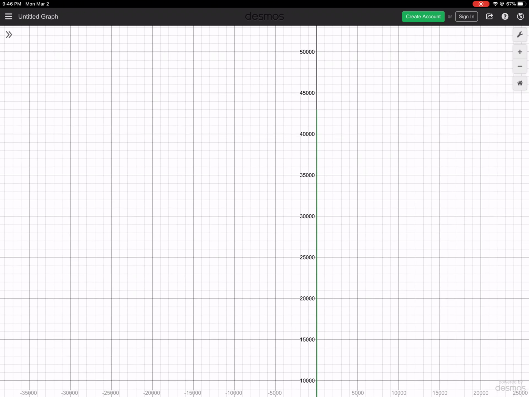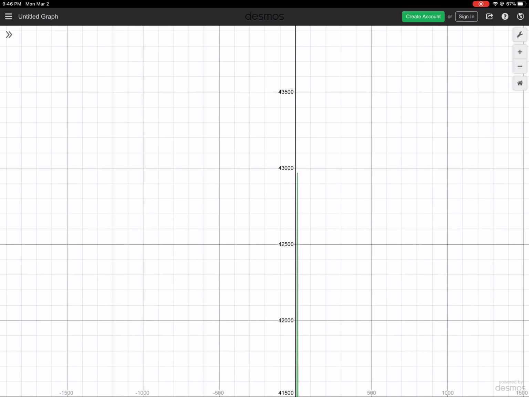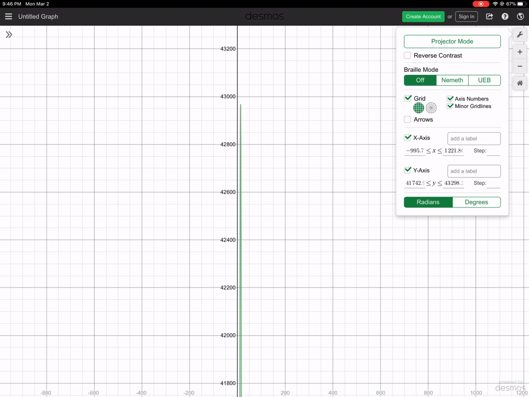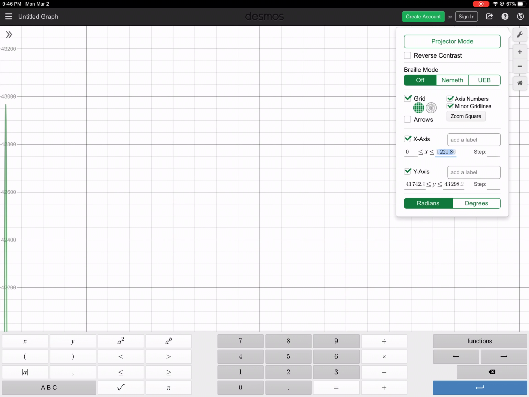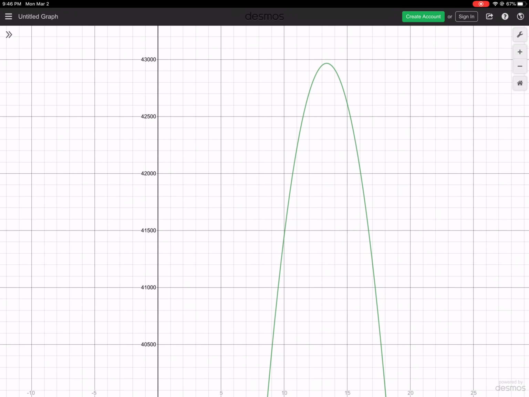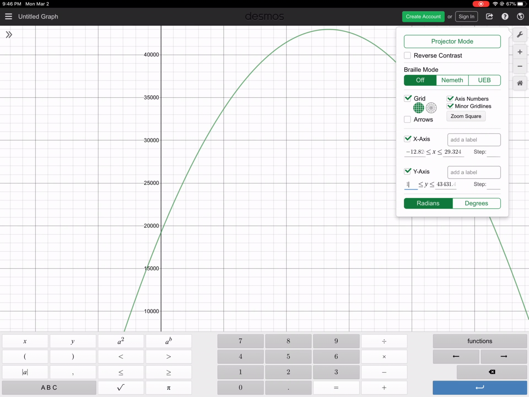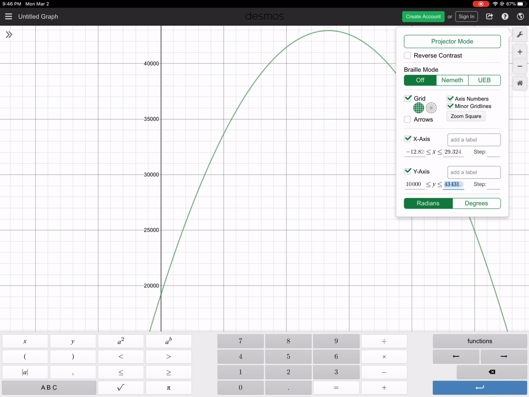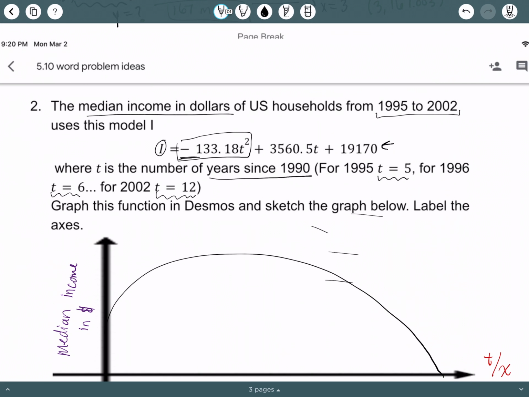I can see that this is a really narrow parabola, but I can still zoom in on the vertex to figure out what that information is. I could also go over to my settings and change my x-axis to go from 0 to maybe like 20. I could see a lot better what I'm looking at. I could even change my y-axis to go from like 10,000 all the way up to 50,000. And that would give me an even better picture. You can change your axes and you can change your window, things like that with Desmos. It's very accommodating.